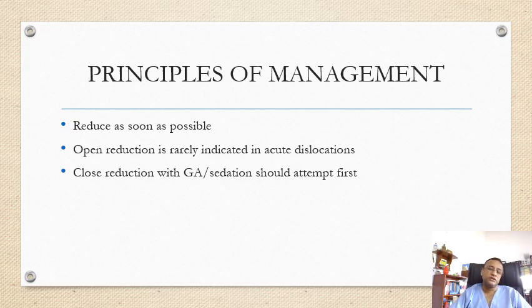And always reduction should be under adequate analgesia, either general anesthesia, sedation or regional block, or whatever it is. The patient should be comfortable, as it can be a painful procedure. You should not apply any excessive force, which may eventually lead to complications such as fractures. So this should be a very gentle process.